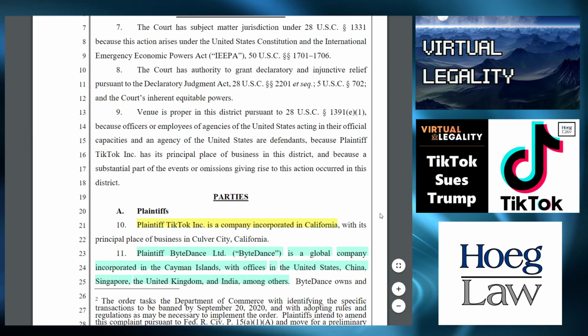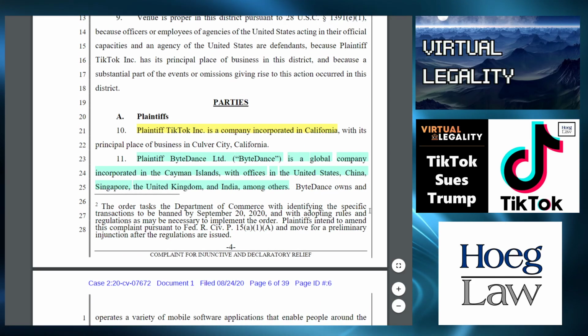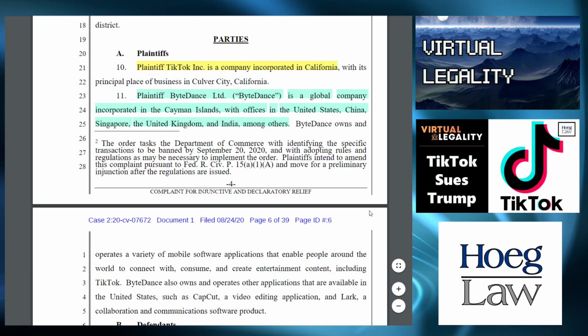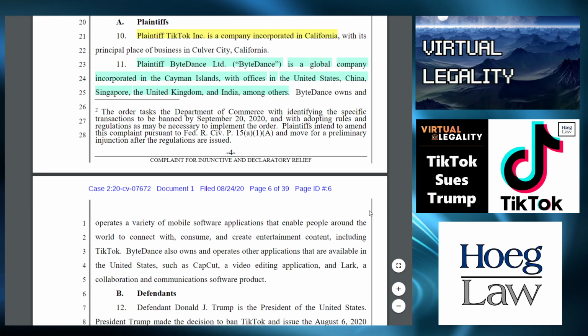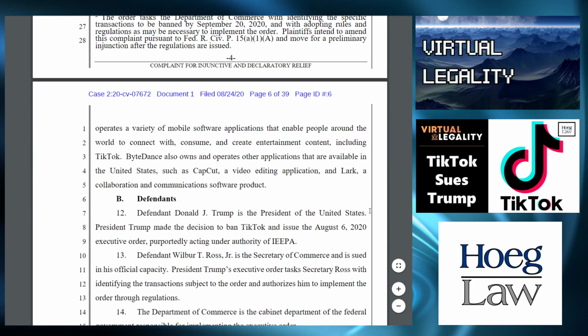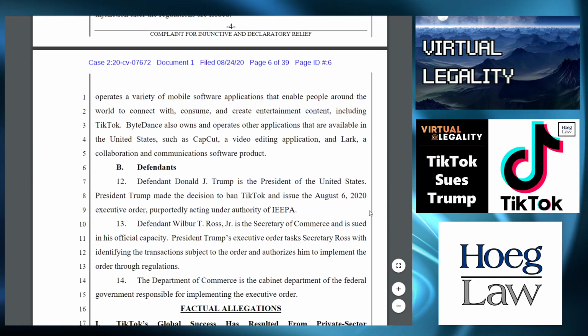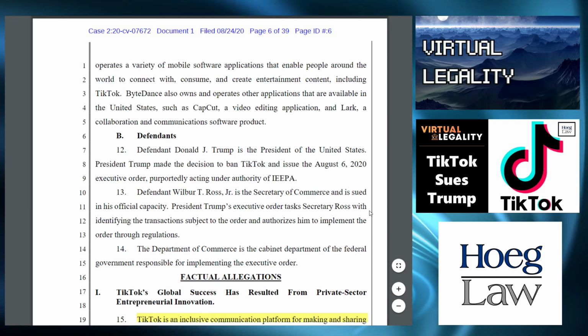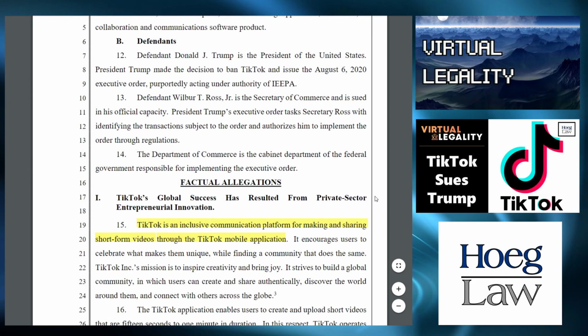Then we get a little background of the parties. Plaintiff TikTok is a company incorporated in California. Plaintiff ByteDance Limited is a global company incorporated in the Cayman Islands with offices in the United States, China, Singapore, the United Kingdom, and India, among others. They own and operate a variety of mobile software applications that enable people around the world to connect with, consume, and create entertainment content. ByteDance also owns and operates other applications that are available in the United States, such as CapCut, a video editing application, and Lark, a collaboration and communications software product.